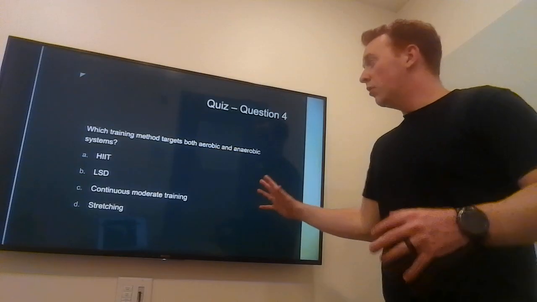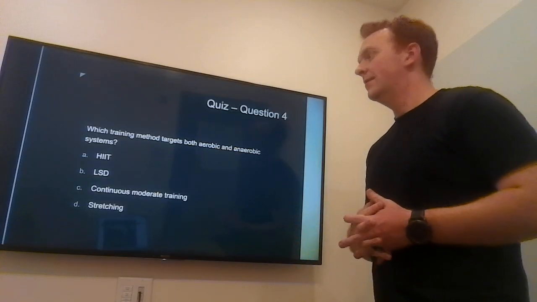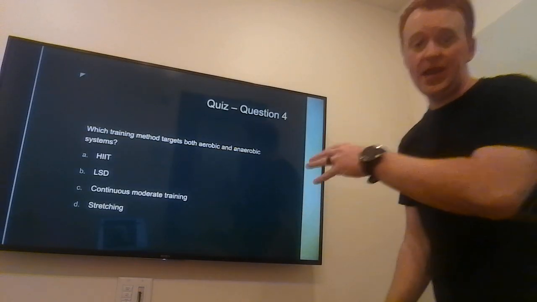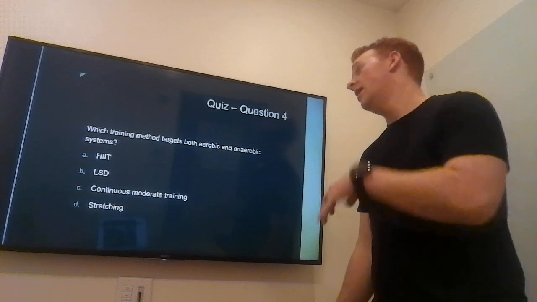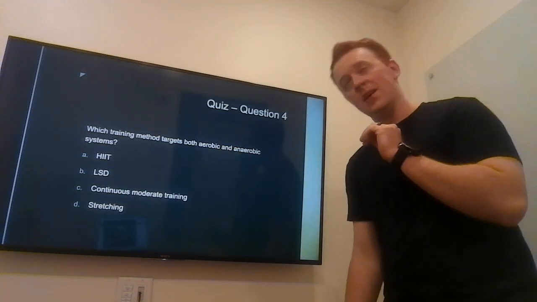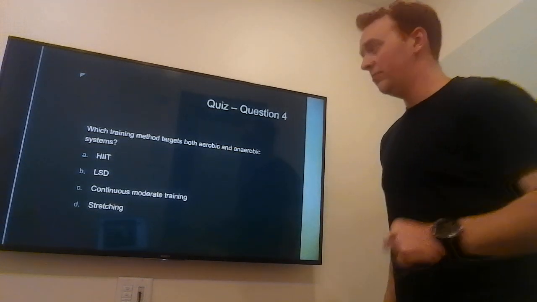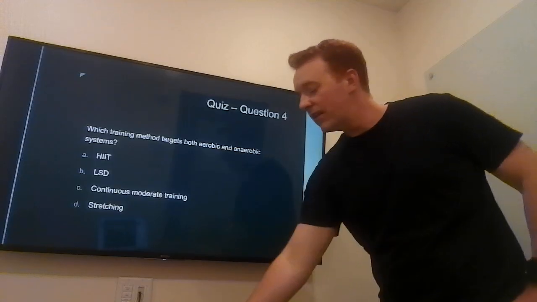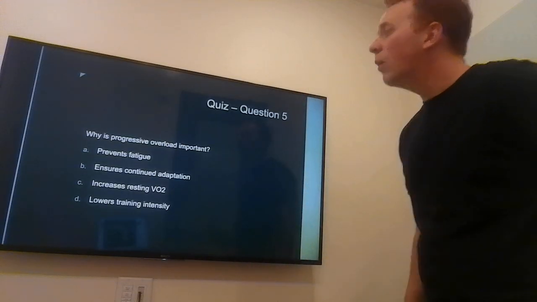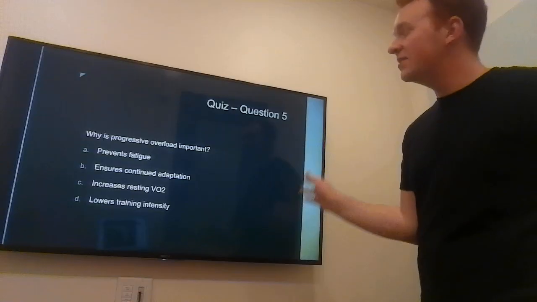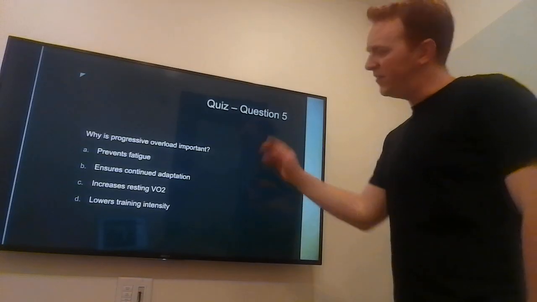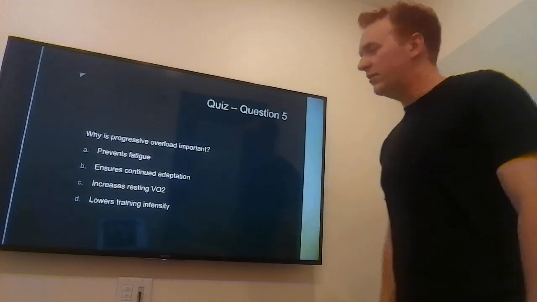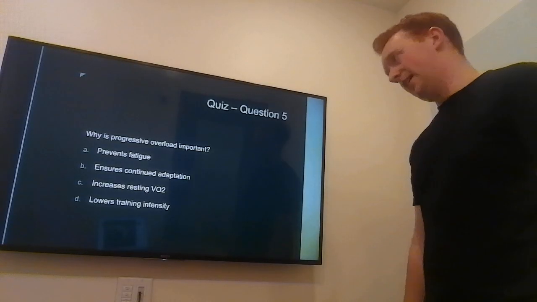Which training method targets both aerobic and anaerobic systems? HIIT, LSD, continuous moderate training and stretching. Remember, HIIT is high intensity interval training, and LSD is not the drug. It is long, slow distance training. Think on that one. And then the final question is, why is progressive overload important? A is prevents fatigue, B ensures continued adaptation, C increases resting VO2, and D lowers training intensity.